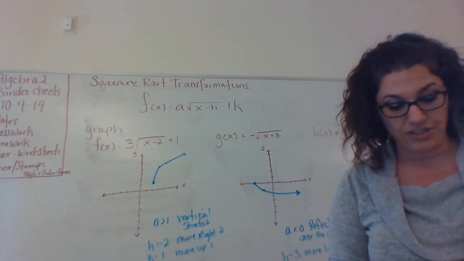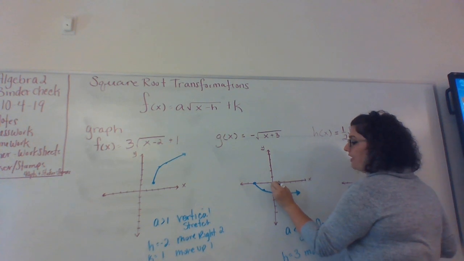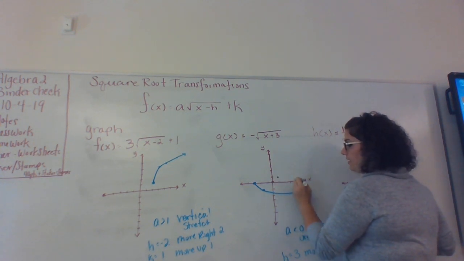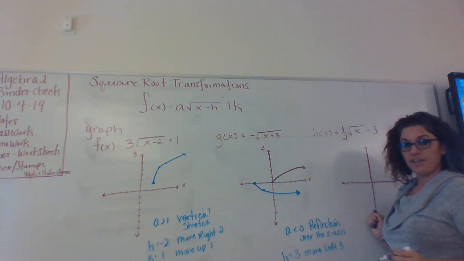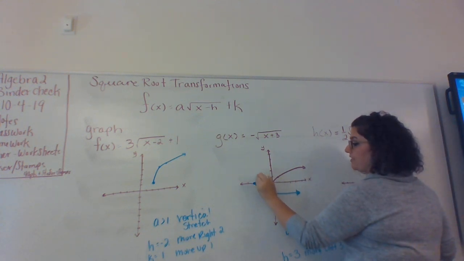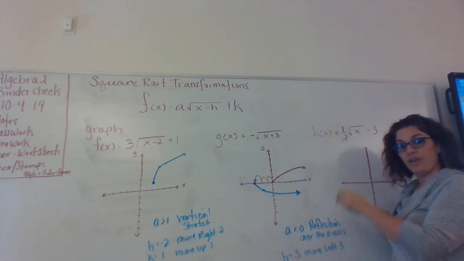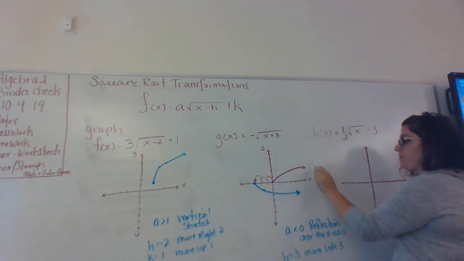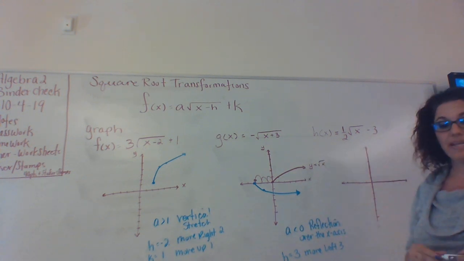The reflection took, and I'll put our parent function back up there. Our parent function looked like this. So we had the horizontal transformation right there, the horizontal shift, and then we had the reflection, which brought it upside down. So this was our parent function, and you can see the transformations up against it.